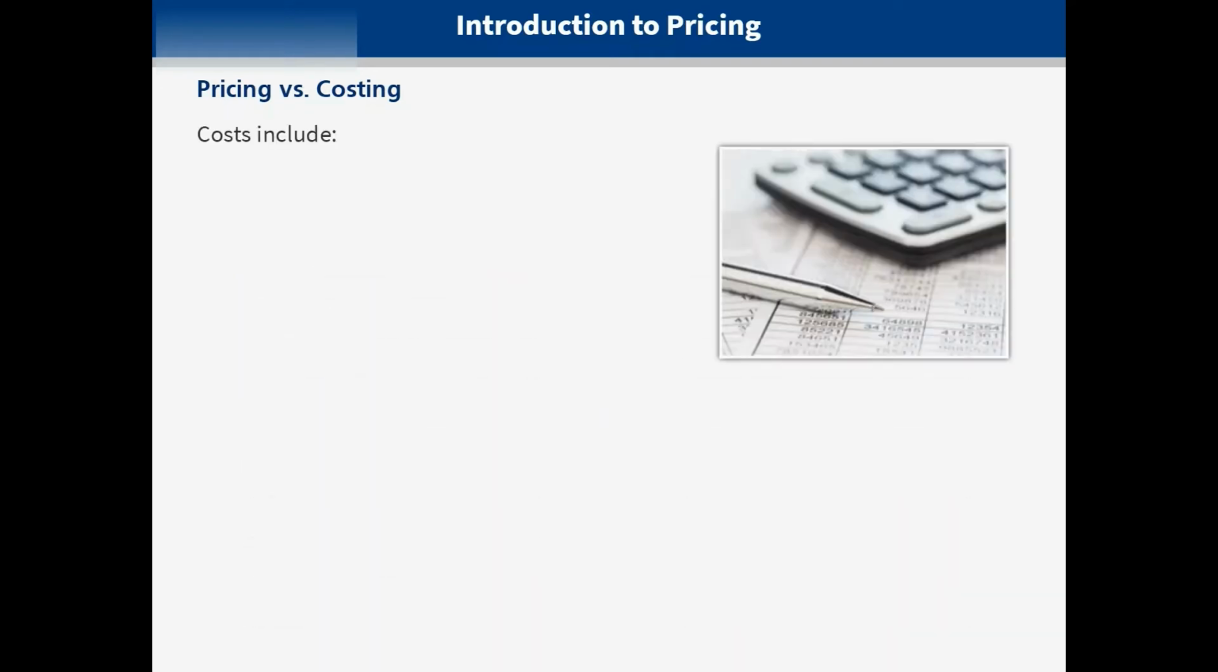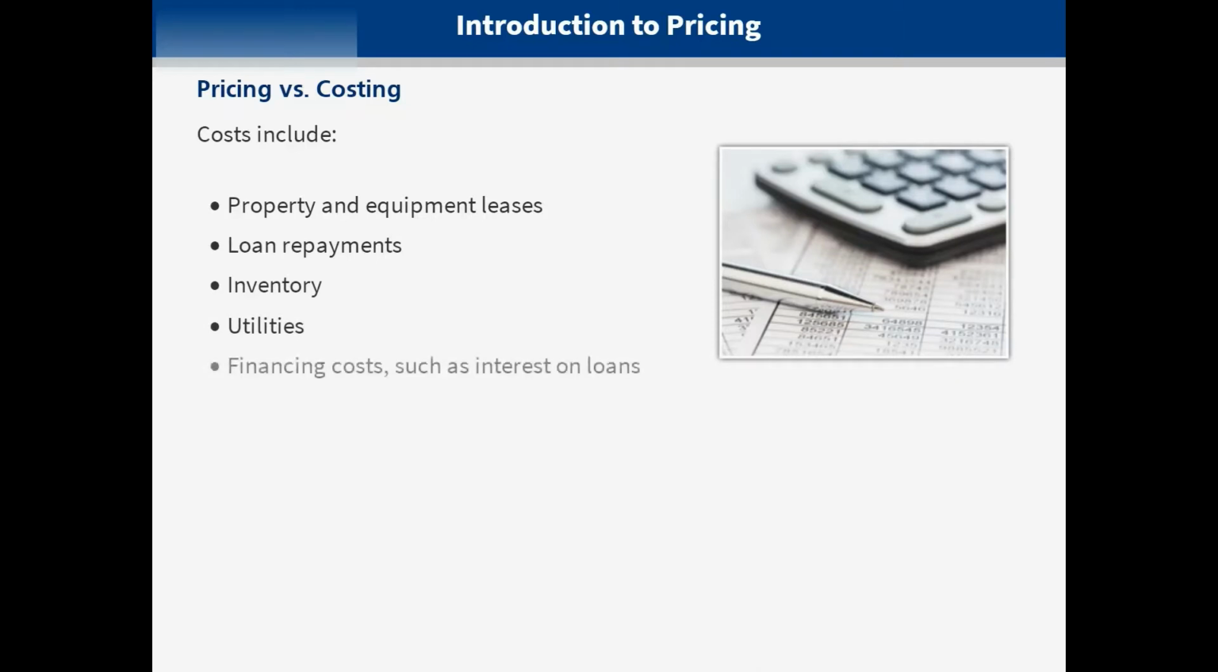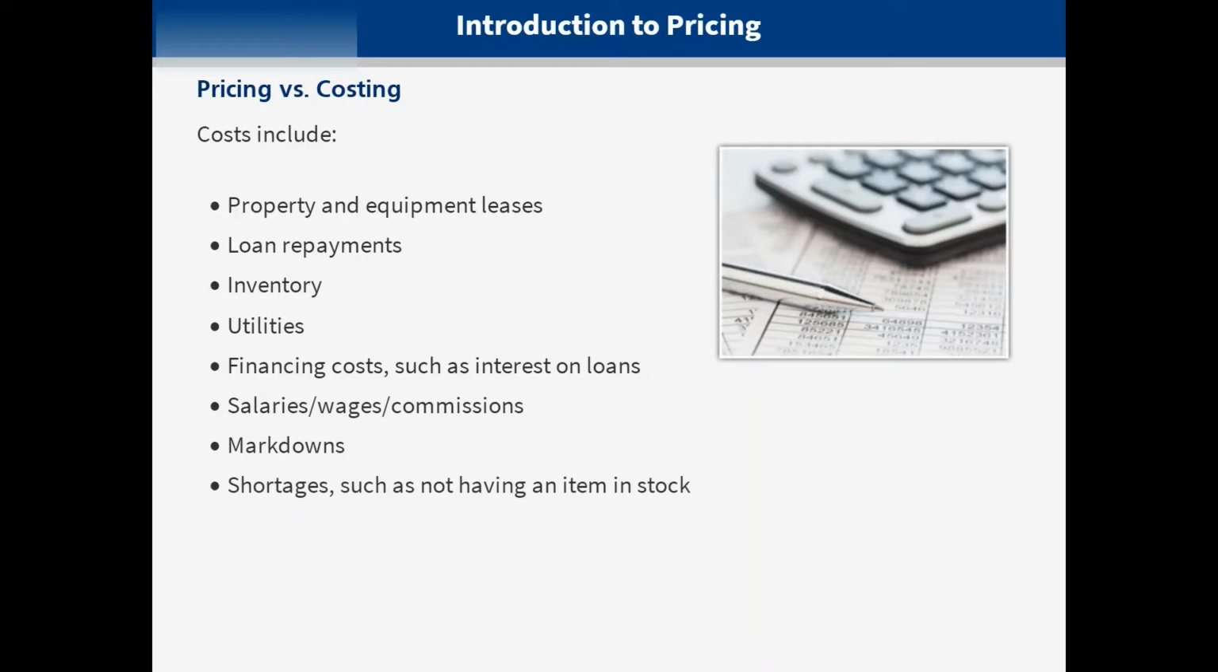Costs include property and equipment leases, loan repayments, inventory, utilities, financing costs such as interest on loans, salaries, wages, commissions, markdowns, shortages such as not having an item in stock, damaged product, employee discounts, and desired profit. Profit should be included on the list of costs and treated as a fixed cost. Nobody runs a business just to break even.